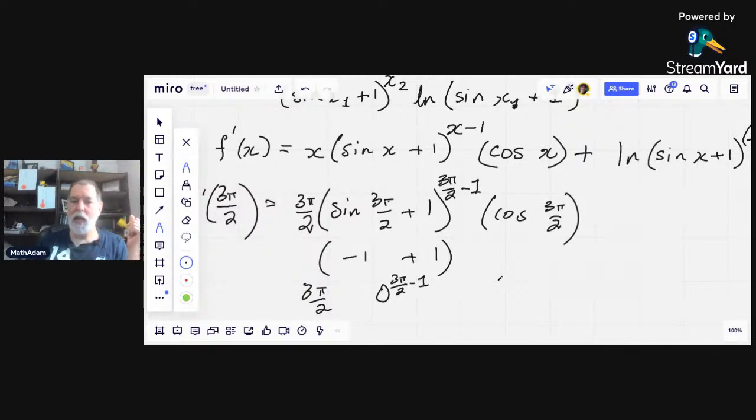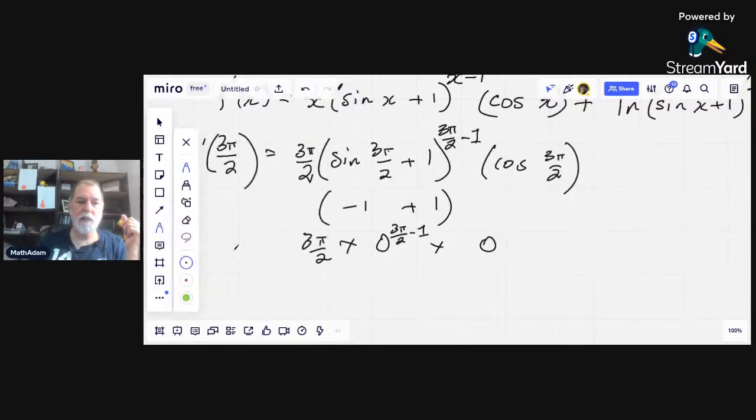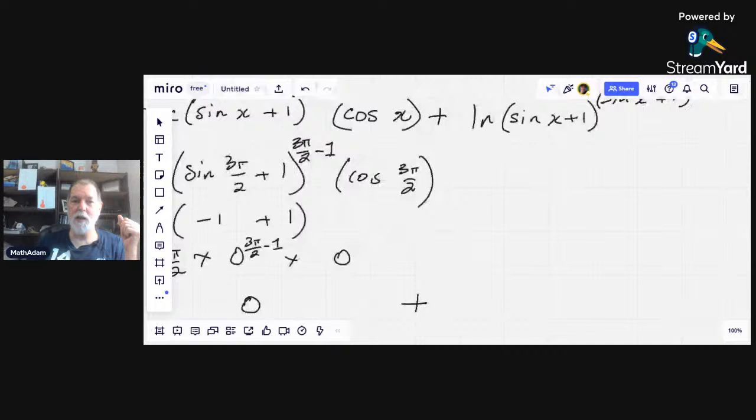Okay, and that's going to be all times the cosine of 3 pi by 2, which is 0. So this first part before the plus sign is just all 0. Okay, now let's go over. So it's going to be 0 plus, and let's give special attention to this baby here.